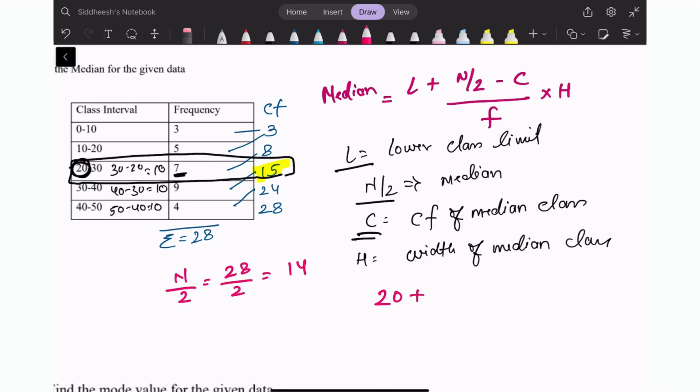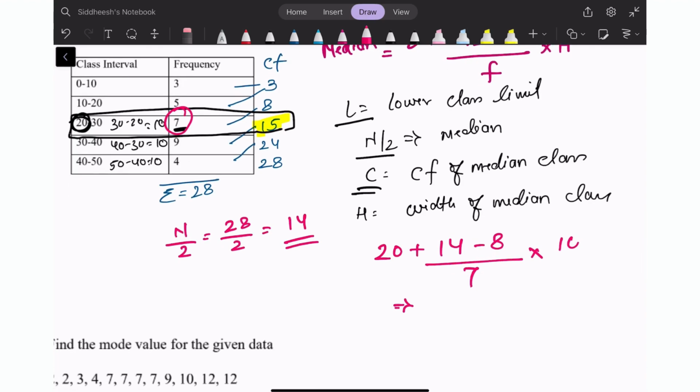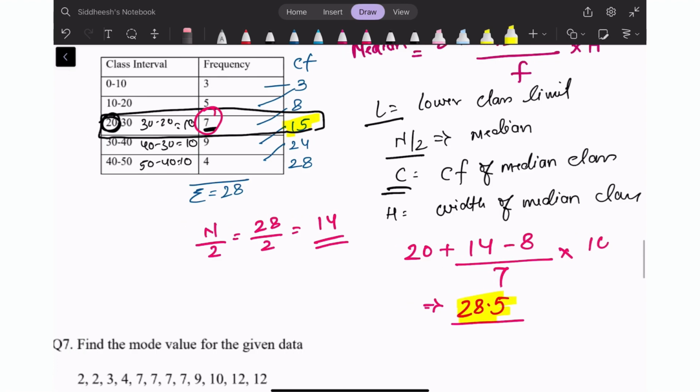Plus n by 2, that was 14. Now we have C, that is what? 15. Now we need to find the number just above it. So what we are going to do? That is 8 upon F is what? Frequency, that is 7, into H. H is what? Width, that is 30 minus 20, that is 10. Now if you are solving it, we are getting what? Now just try to solve with me. 7, 10, okay, around 28.5 something we are getting. So this is what? Your median from the group data.